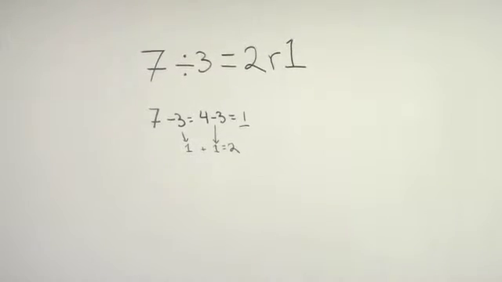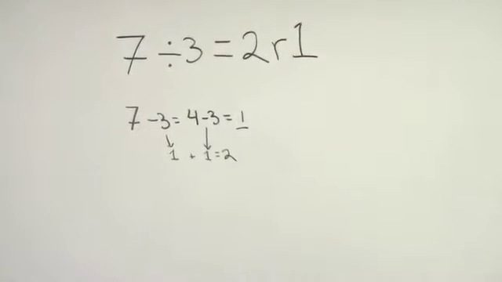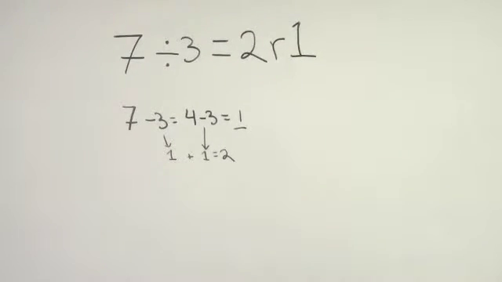We subtract 3 in as many groups as possible to divide. So 7 minus 3 is one group of 3. 4 minus 3 is another group of 3. And then there's 1 left over. And 3 cannot fit into 1, so 1 becomes the remainder. So then you have 7 divided by 3 is equivalent to 2 remainder 1.